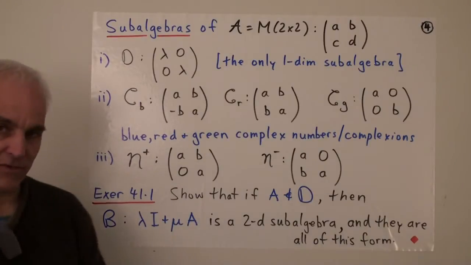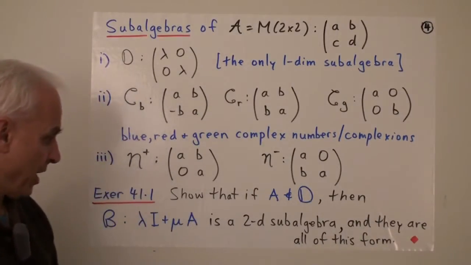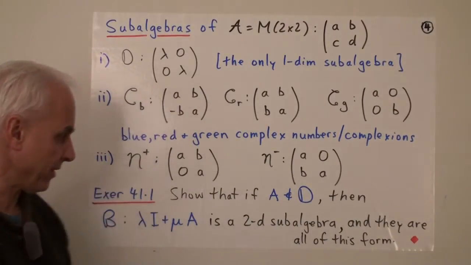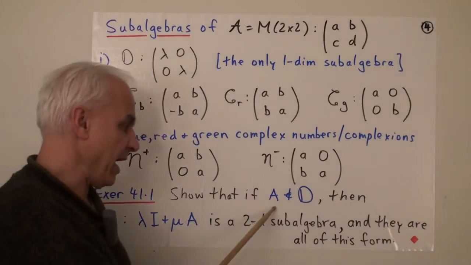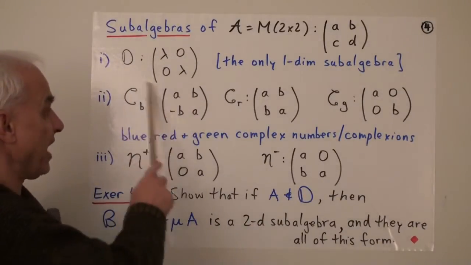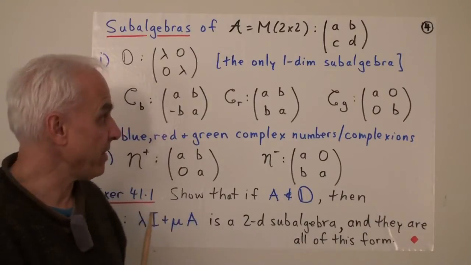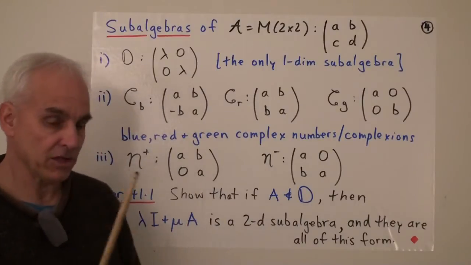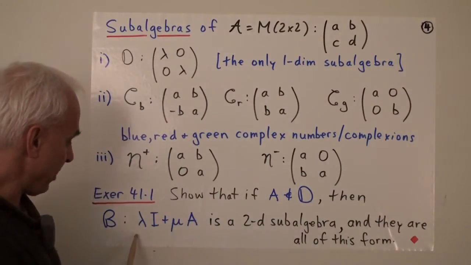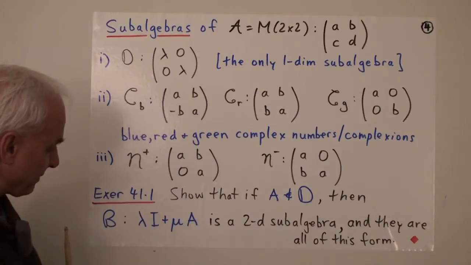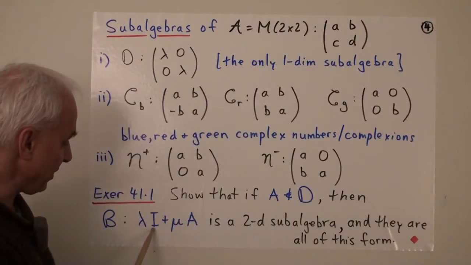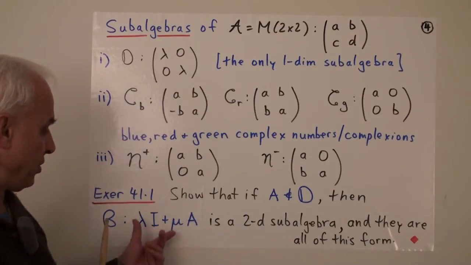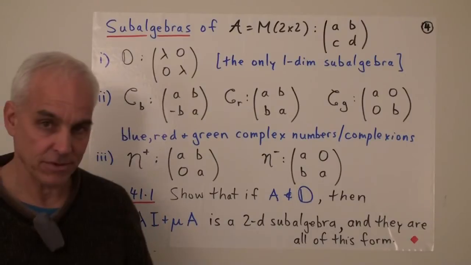All right, so here's an exercise for you, a little bit of an interesting exercise. Show that we can create other two-dimensional subalgebras in the following way. That if we take any matrix A, which does not belong to this diagonal subalgebra of multiples of the identity. So if you take any matrix A which is not a multiple of the identity, and then you form a subspace by looking at matrices of the form lambda times the identity plus mu times A. Lambda and mu are arbitrary scalars or rational numbers.